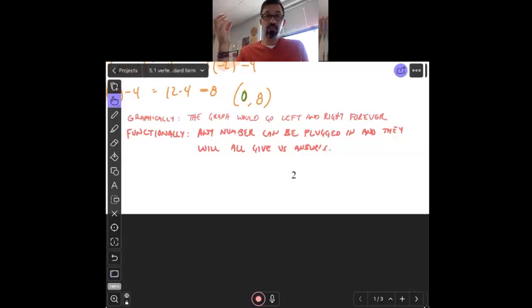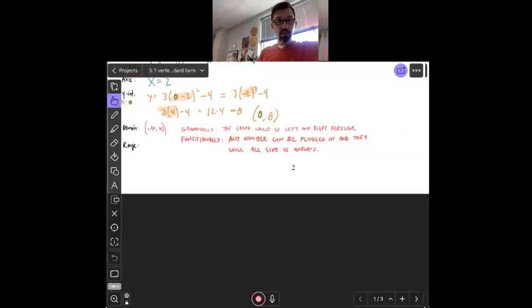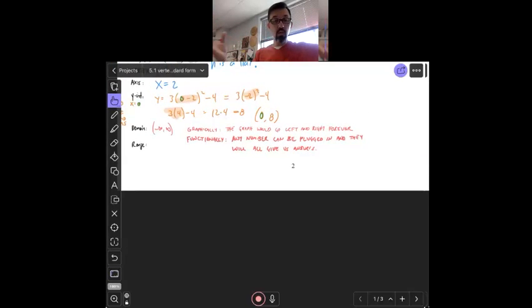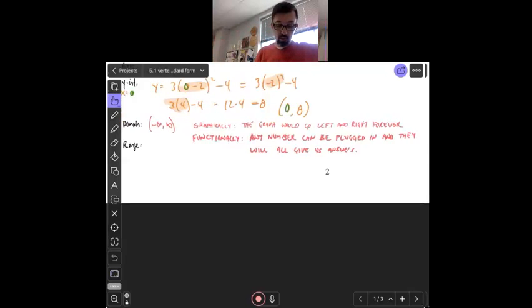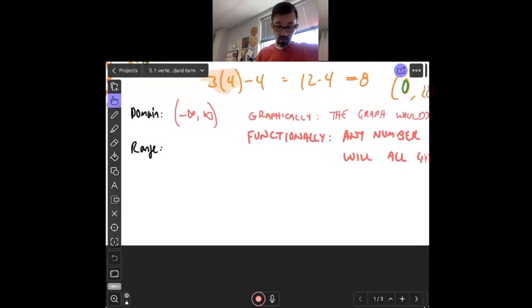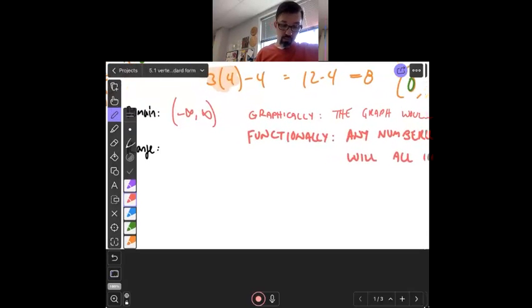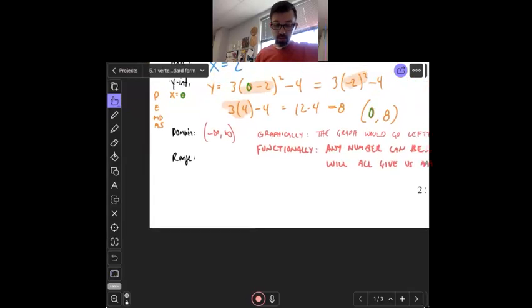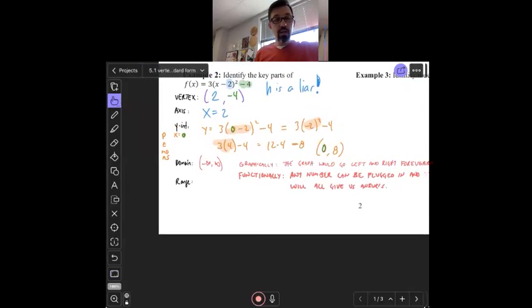Okay. So graphically, we should see the arrows pointing left and right forever. Functionally, we can plug in any number we want and we always get an answer. Doesn't mean it's a pretty answer, but it means it's an answer. Okay. Just because the math isn't pretty doesn't mean there's a difference between getting an ugly answer and getting no answer at all. Okay. There's also a difference between getting 0 as an answer and getting no answer. Okay. Getting 0 as an answer does not mean that there's no answers. Okay. So range. Right? How do we do this without having to graph it?